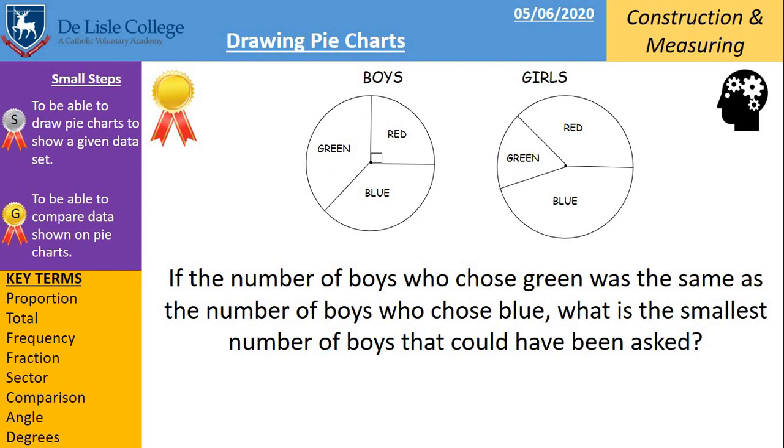So once again, you've got to think they've got to be whole numbers. So you couldn't just say one person chose green. That means one person chose blue, because red is a smaller section, so you need less than one there. So I want you to think very carefully how to work that out and what would be the smallest number of boys that could have been asked. I want to see some fantastic working out for that. For those that need it, I will put up an answer right at the end of this video.